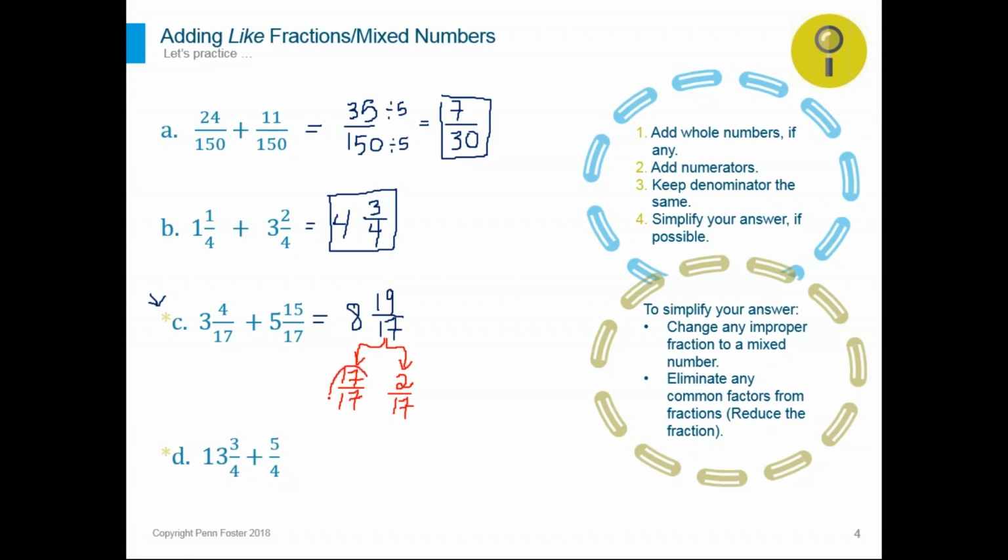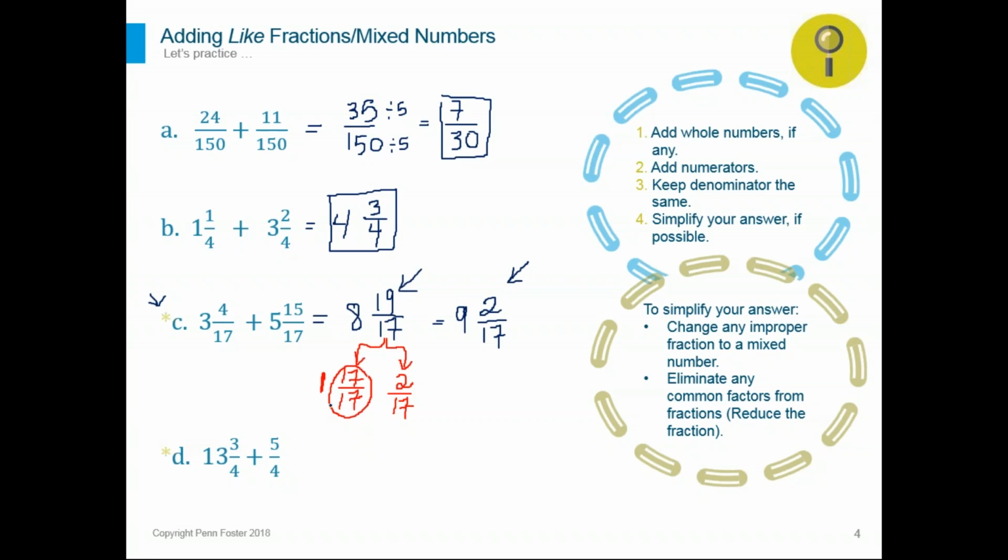Now I'm going to take the 17 over 17 and think of it as a 1. And I have a whole number, 8. Add them together, 8 and 1 will give you 9. So the answer would be 9 and 2 over 17. And this is the simplest form of the sum. Well, the previous answer is correct, but that is not in simplest form. This answer is correct and in simplest form.